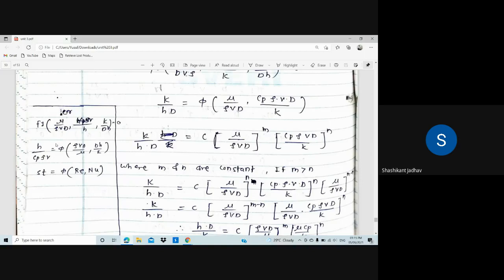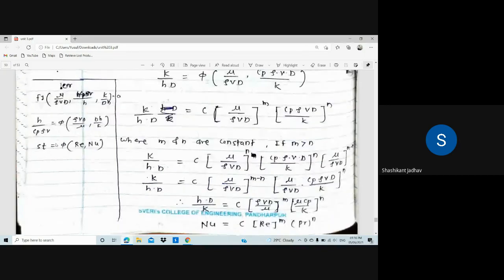k upon h into d is equal to c into bracket mu divided by rho vd raised to m, into another bracket cp rho vd divided by k raised to n, where m and n are constants, and if m is greater than n.